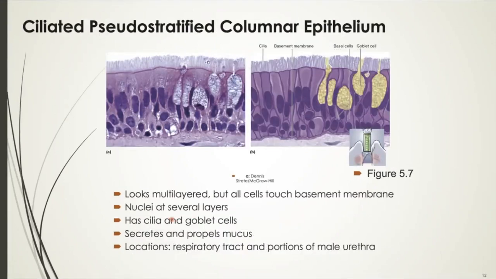Okay, has cilia, has goblet cells. We've already looked at that. The function, excuse me, is to secrete and helps to propel mucus. So that's what the cilia does. So the cilia, what you're looking at here, is actually cross-section of the trachea. So these cilia serve to help to propel mucus out of the lungs, up the trachea, right? And then you end up swallowing that mucus. So a little tidbit for you.